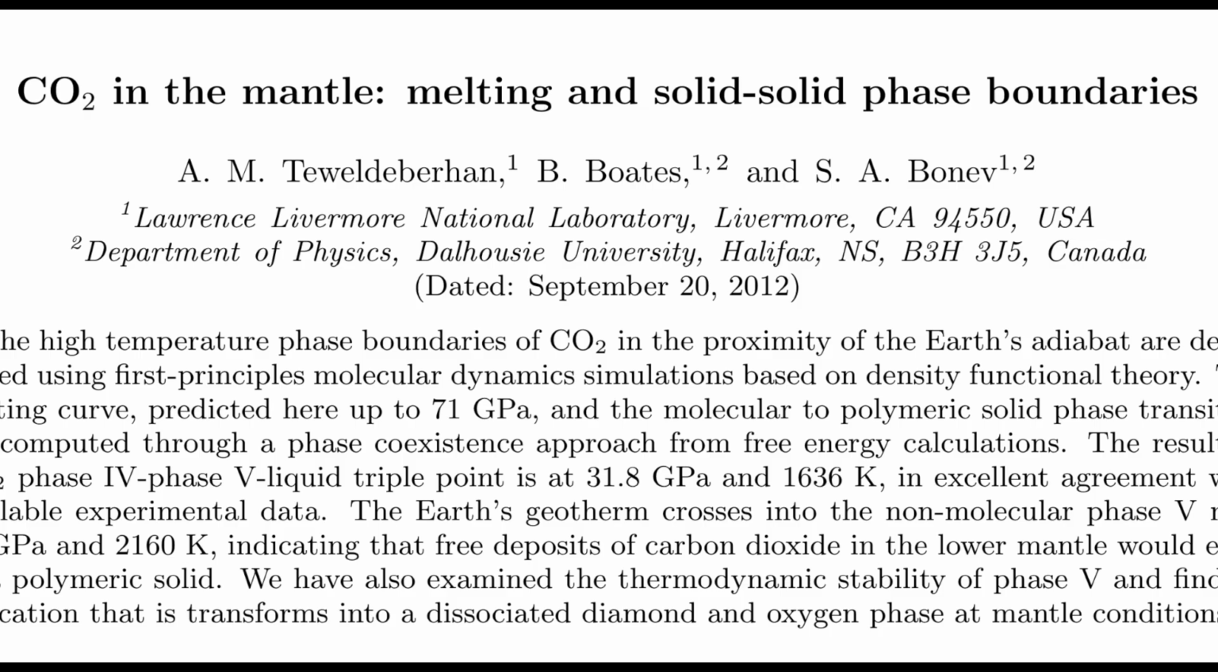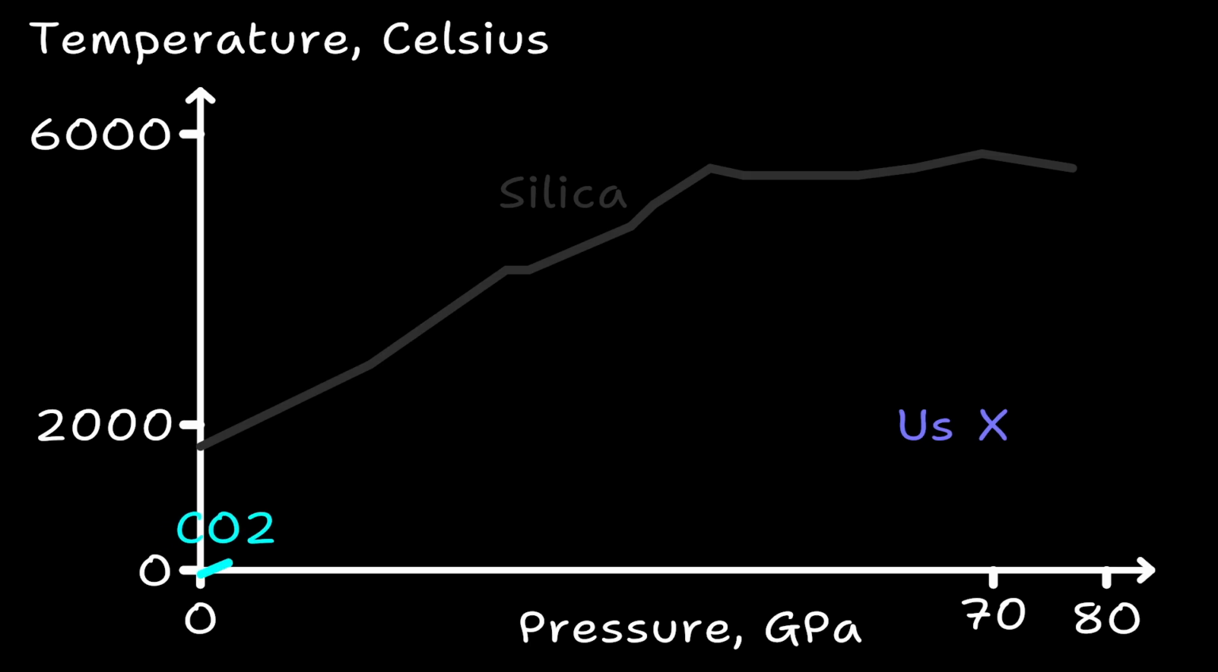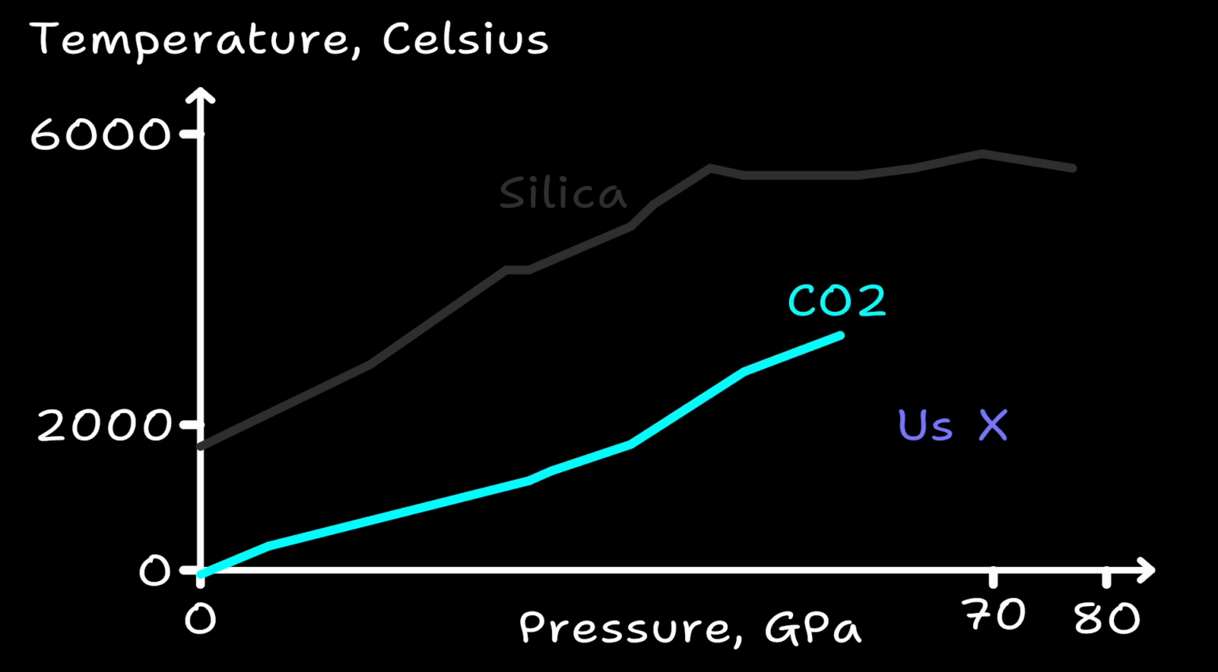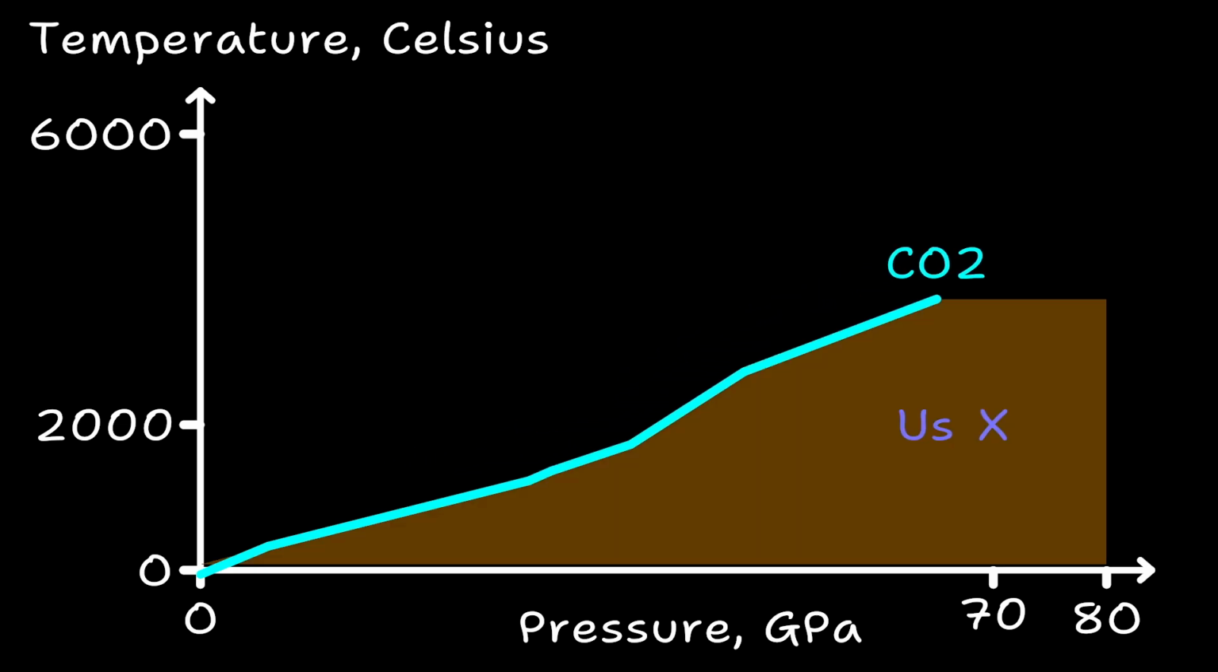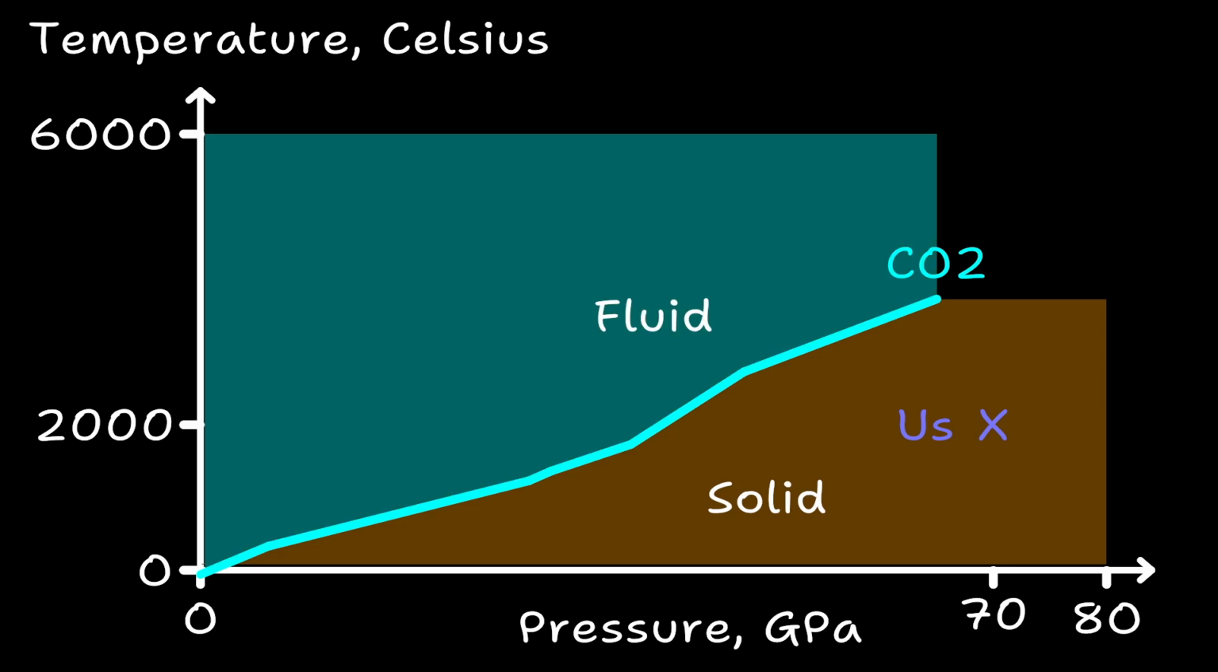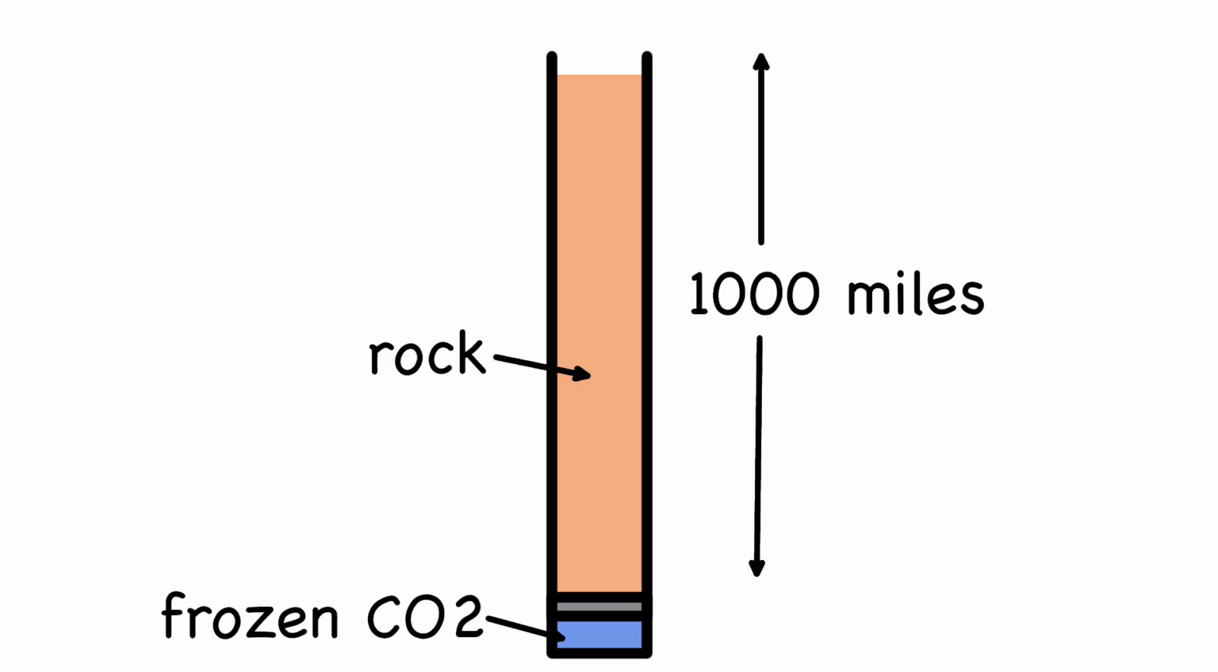The paper CO2 in the mantle, Melting and Solid Phase Boundaries provides data on melting points of carbon dioxide at high pressure. They're using molecular dynamics simulations. Here's the melting curve for carbon dioxide. Below the curve is solid as before, and above is fluid. We're clearly still below the curve, so carbon dioxide will be solid too, frozen by the tremendous pressure.